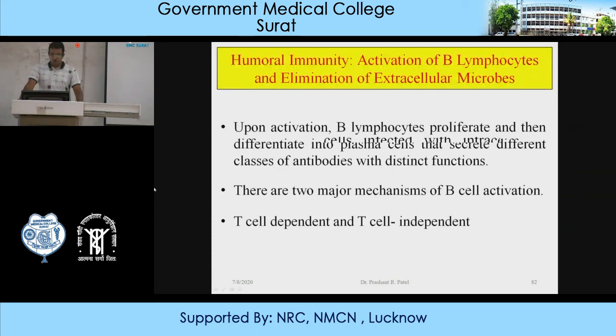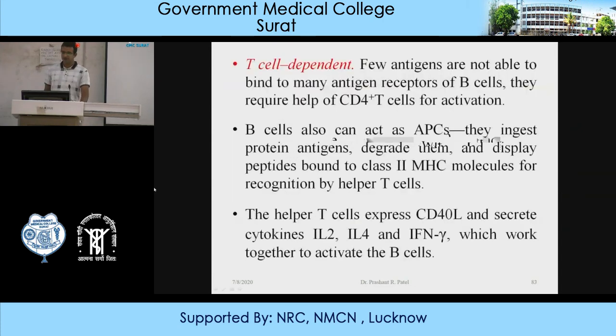Upon the activation of B lymphocytes, after binding with peptide antigen, these lymphocytes proliferate and differentiate into plasma cells that secrete different classes of antibody with distinct function. There are two mechanisms for activation of B lymphocytes. One is T cell dependent and the second is T cell independent. In the T cell dependent mechanism, few antigens are not able to bind to many antigen receptors of B cells, so they require help of CD4 plus T cells for activation.